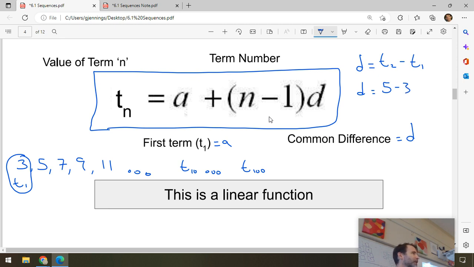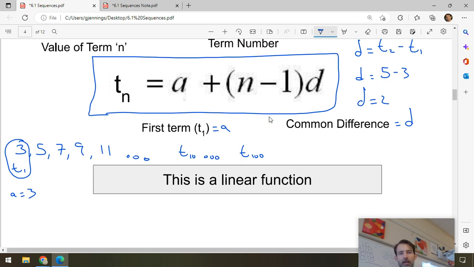Also notice, I could have done T3 minus T2 or T4 minus T3. Doesn't matter which term I use, or which two, so long as they're right next to each other, the common difference should be the same. That's the definition of an arithmetic sequence. So D here is 2, A is T1, so A equals 3, and then I can get from my general term what the general term looks like here. So Tn is going to be equal to A, so that's 3, plus the number of term minus 1.